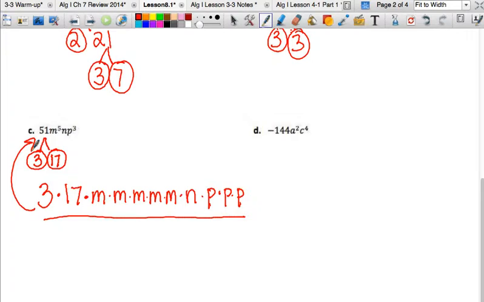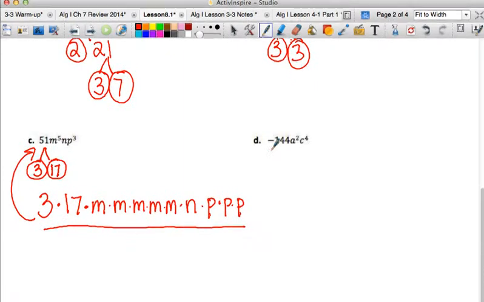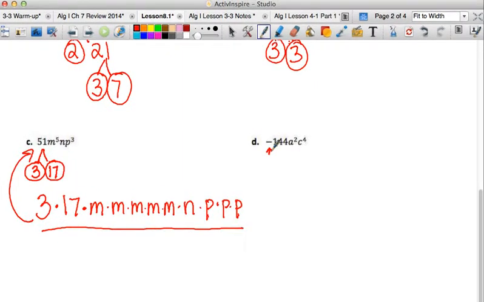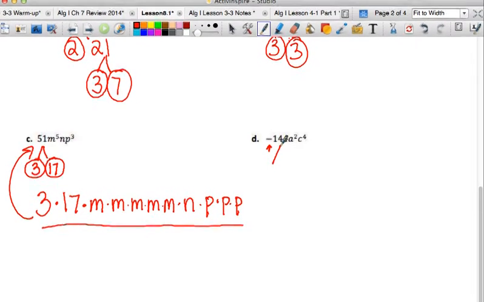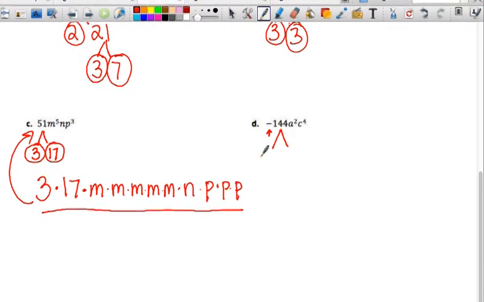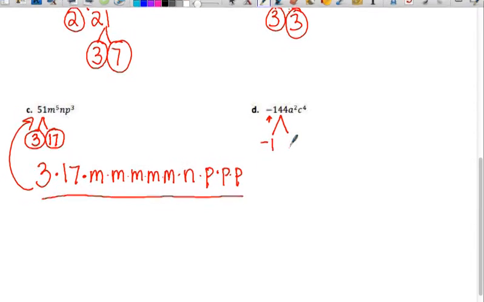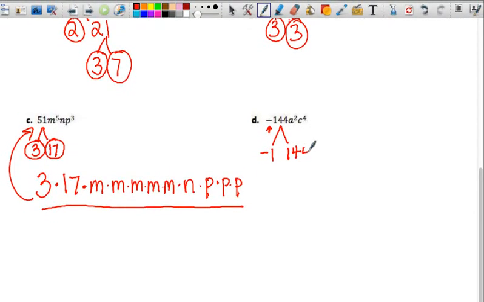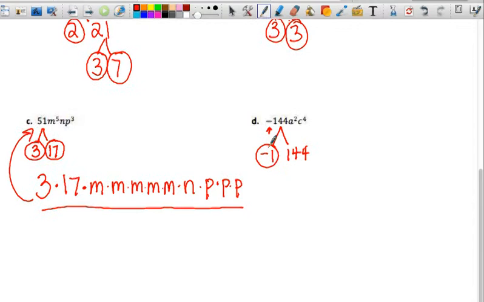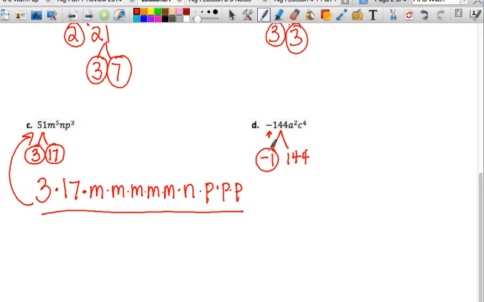Now let's look at D. You should notice there's something a little different about D, and that is that it starts with a negative number. So we have to take care of that negative first. Otherwise, it's going to mess us up in all of our factoring. And the very first thing you do whenever you have a negative number and we start factoring with a tree is we take out a negative 1. So now we have negative 1 times 144, okay? And that is going to be a factor of itself. Negative 1 is its own factor when we're talking about breaking a monomial into its pieces, into its factors.